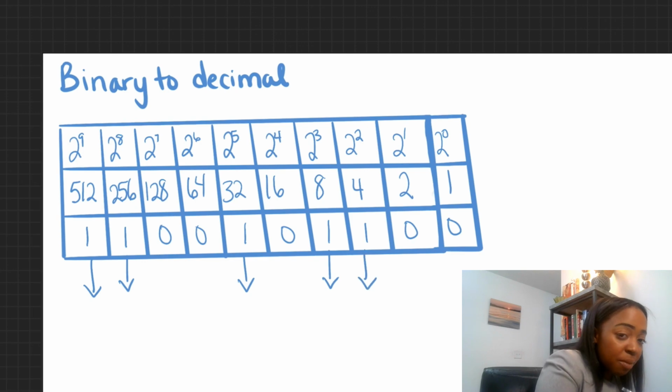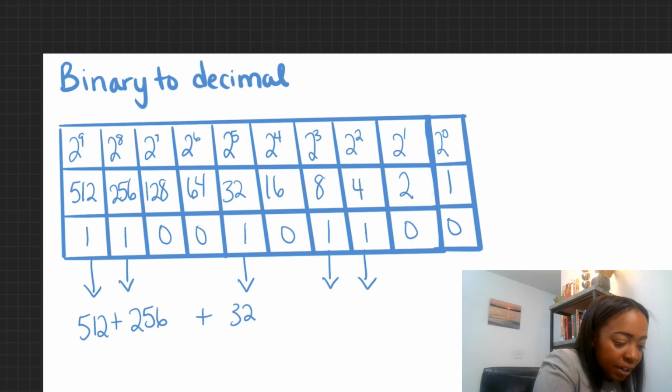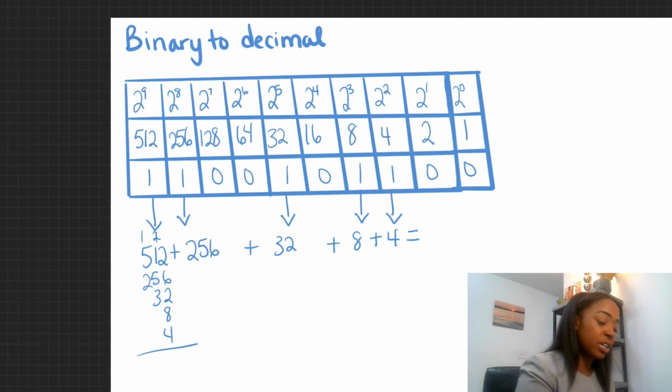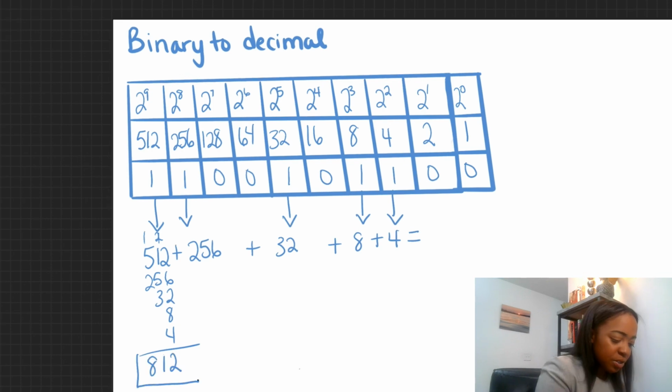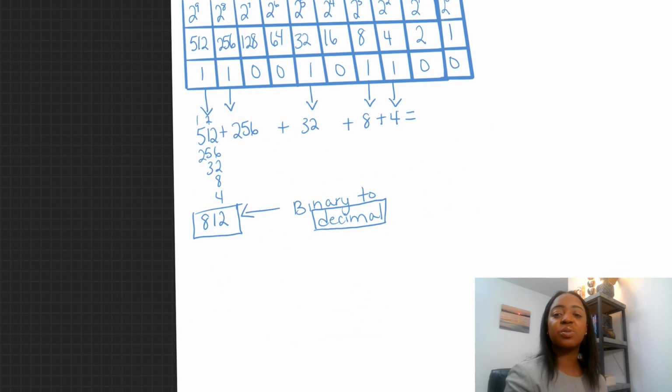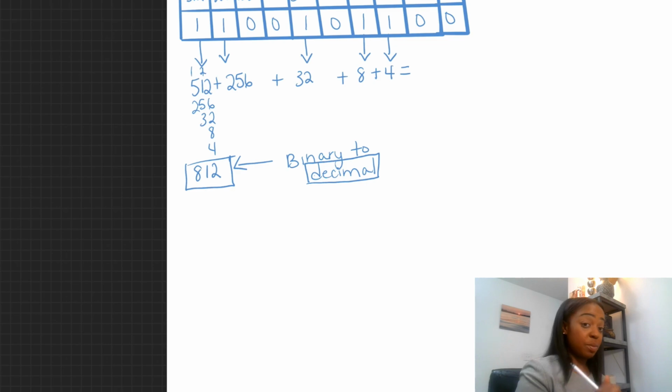So we see that I'll be adding 512 plus 256 plus 32 plus 8 plus 4. Once we add them all together, we're going to get 812. Our decimal number is 812. Okay, so next we're going to do decimal to binary.